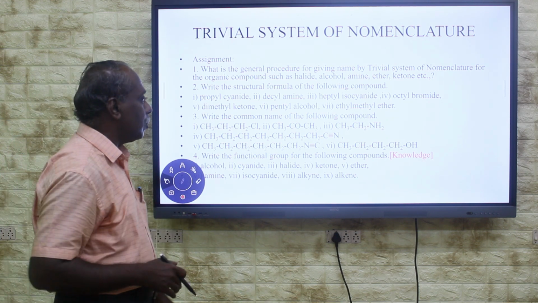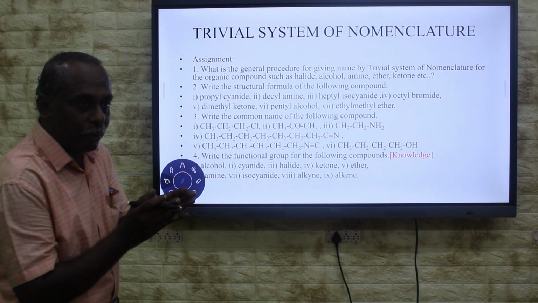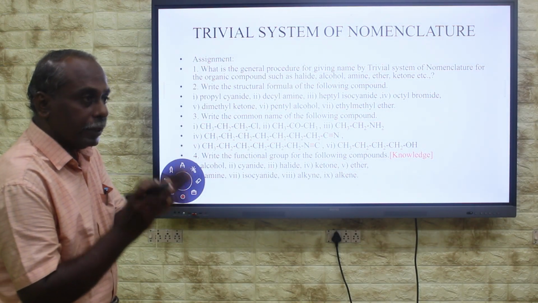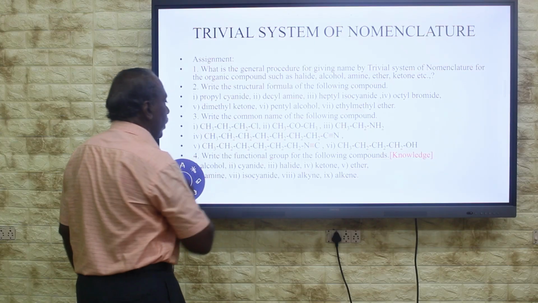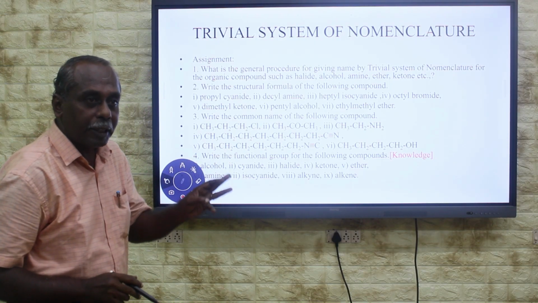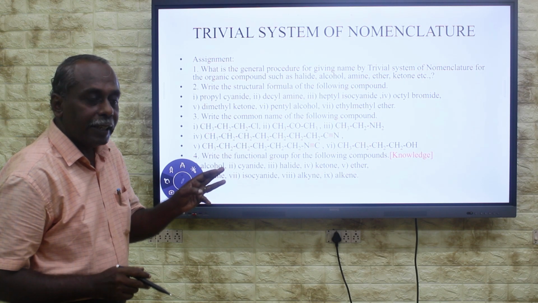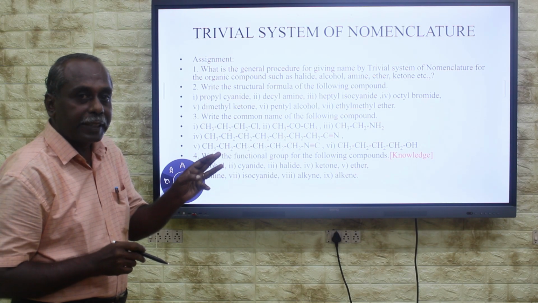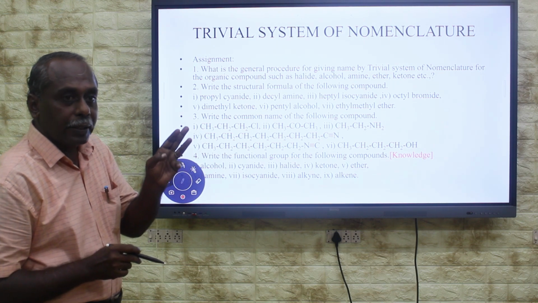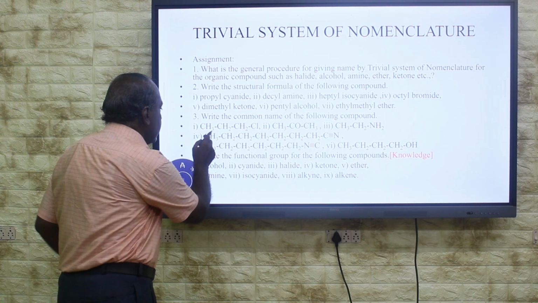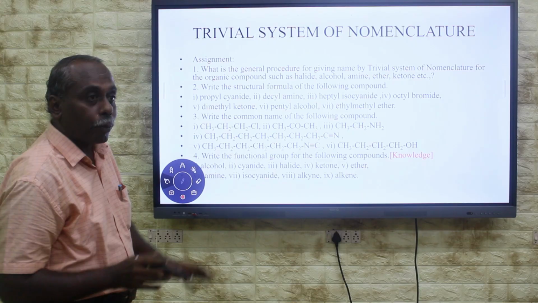Then write the common name of the following compound. First you find what alkyl group is present in the compound. Then what functional group is present in the compound. These two are identified, then these two are added. Here the alkyl group is propyl. Why do we say it is propyl? There are 3 carbons in the carbon chain. Then you check with the help of the general formula CnH2n+1. Here n = 3 is substituted. C3H7. You count it: 3 plus 2 is 5, then 2 more is 7. Therefore it is propyl.